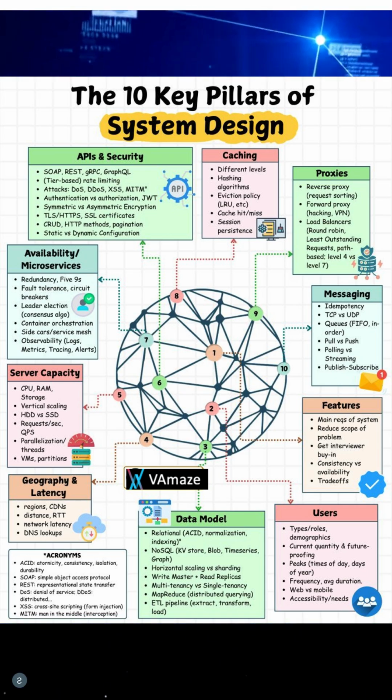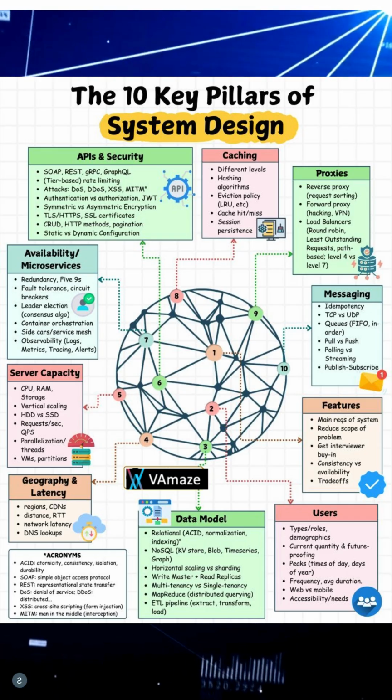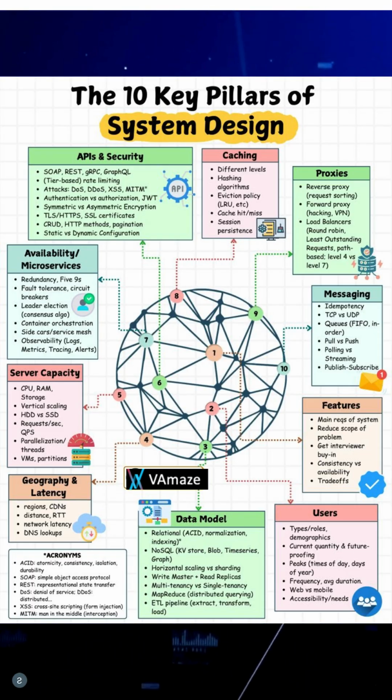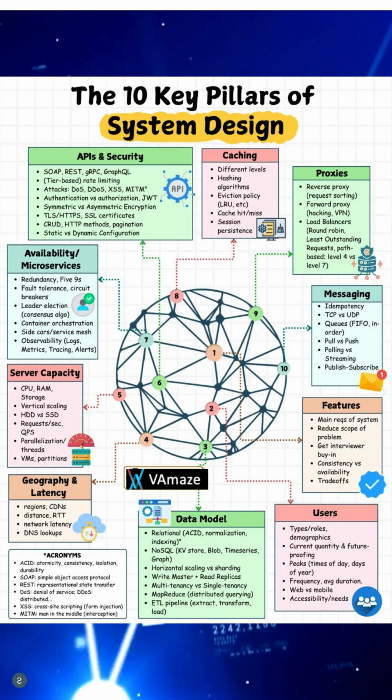Considerations for designing robust and efficient systems. This visual guide beautifully illustrates 10 critical areas that every system architect must navigate. We'll journey through these interconnected domains to understand how they contribute to successful system development.